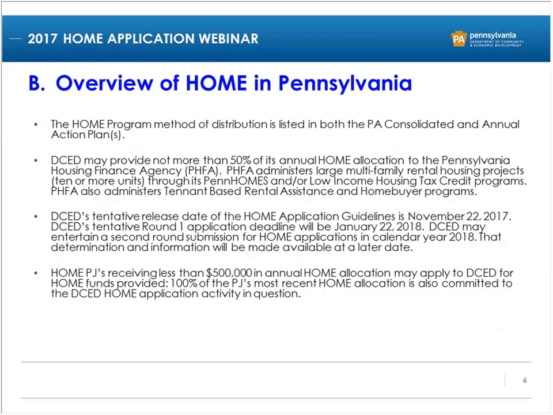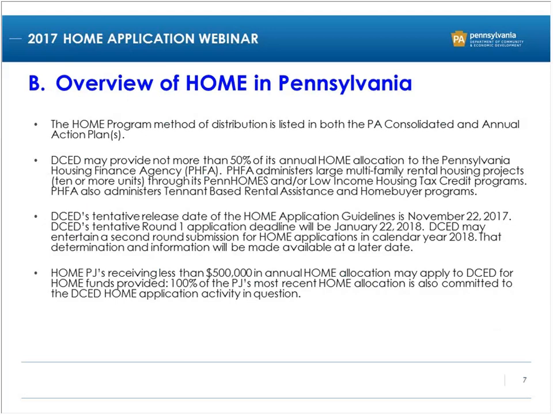The HOME program method of distribution is listed in both the consolidated plan and annual action plan. We encourage you to look at those. They are on the DCED website, Federal Resource Library. It's a very good resource for the federal programs. There's actually a link on the Federal Resource Library for HOME and housing rehab. I would suggest you look at that.